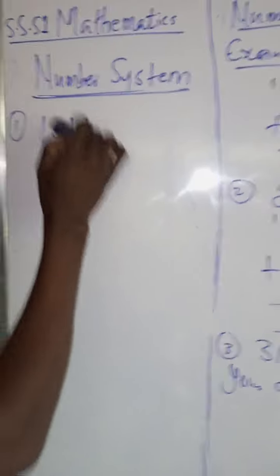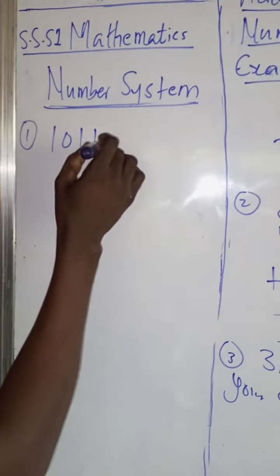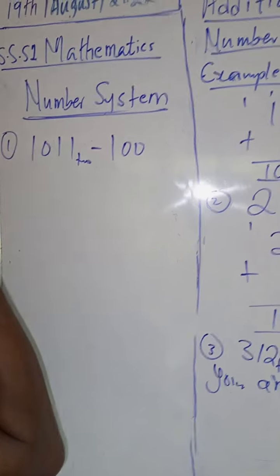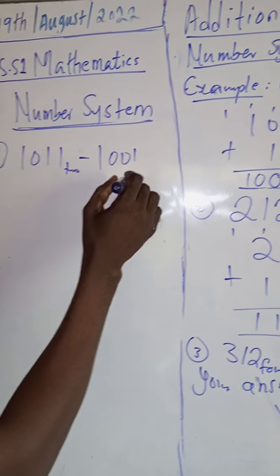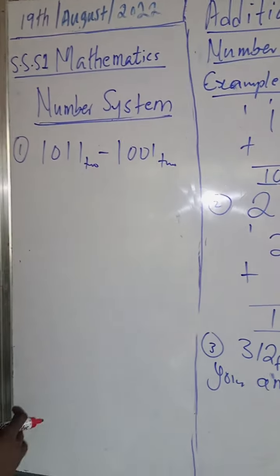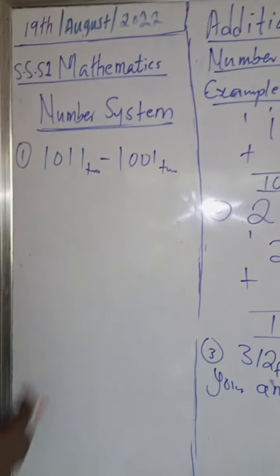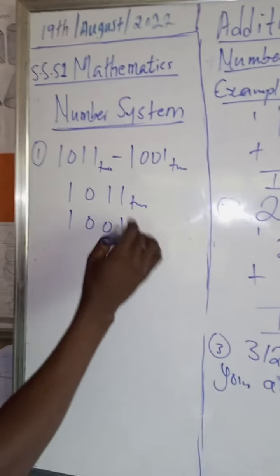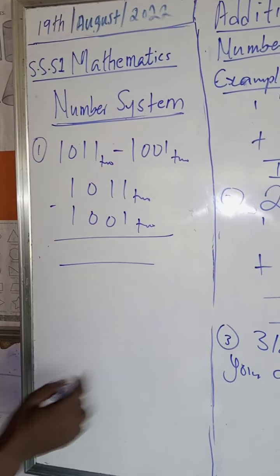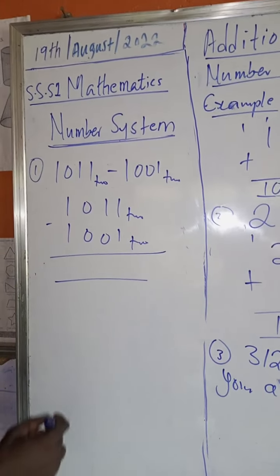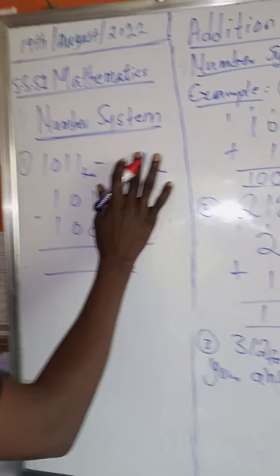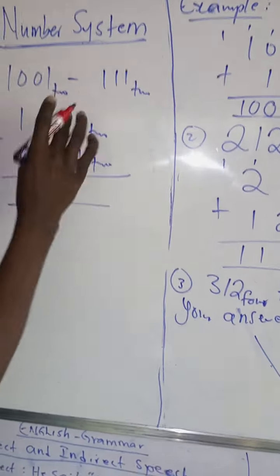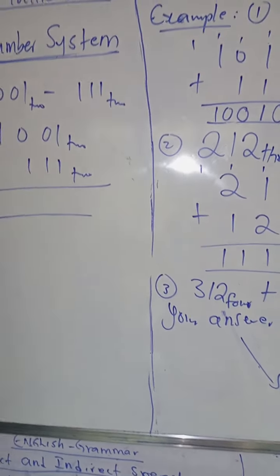If I am given 0, 1, 1 base 2, subtract 1, 0, 0 base 2. Okay, so let's move. Base 2, we subtract this, like I told you that time. Let me call this one 1, 1, 1, and let me put a 0 here, so I'll be able to fulfill the issue.